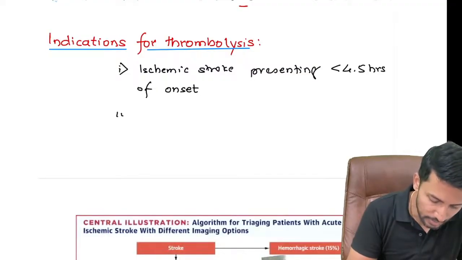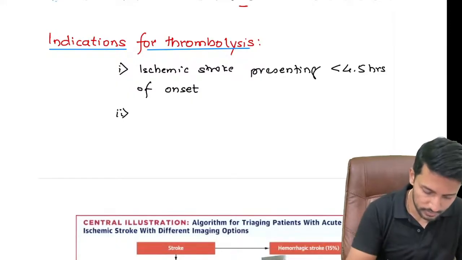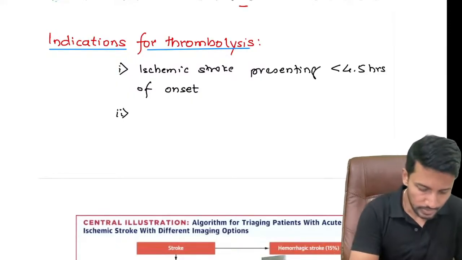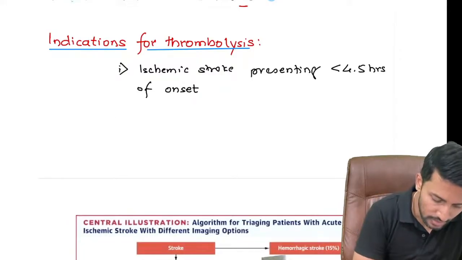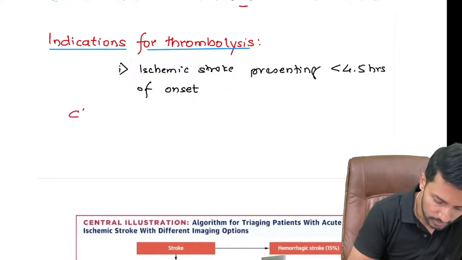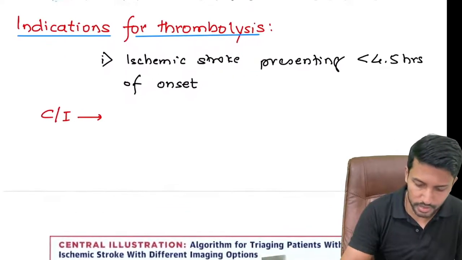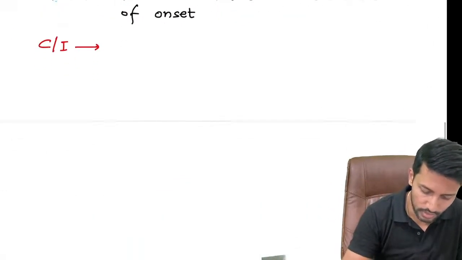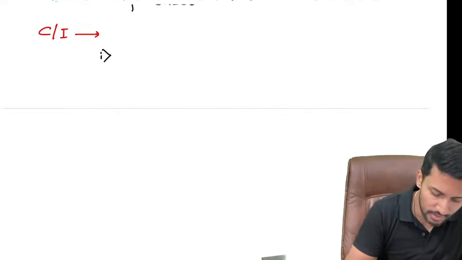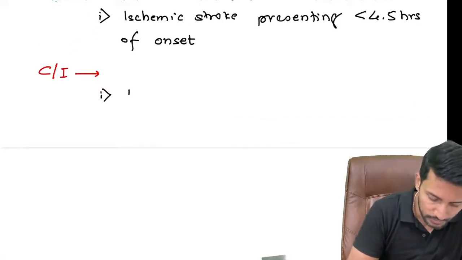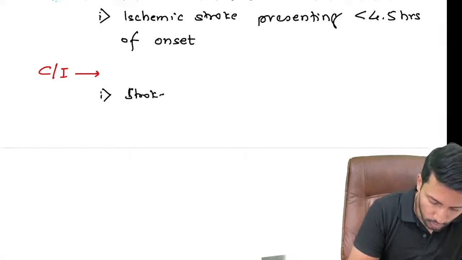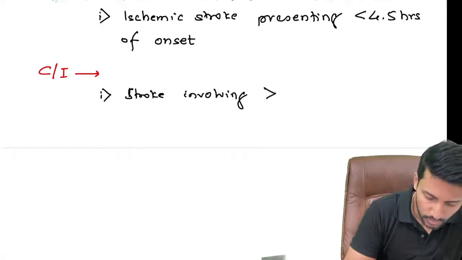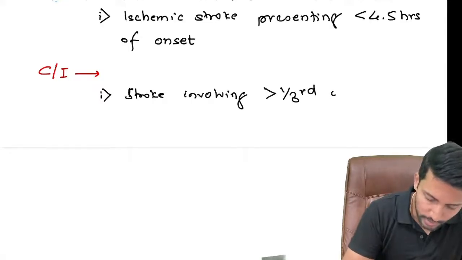Okay. Second important point here is there are certain contraindications. For mechanical thrombectomy, there are no major contraindications, but for thrombolysis, there are. The first contraindication that you should know is stroke involving more than one third of MCA territory.